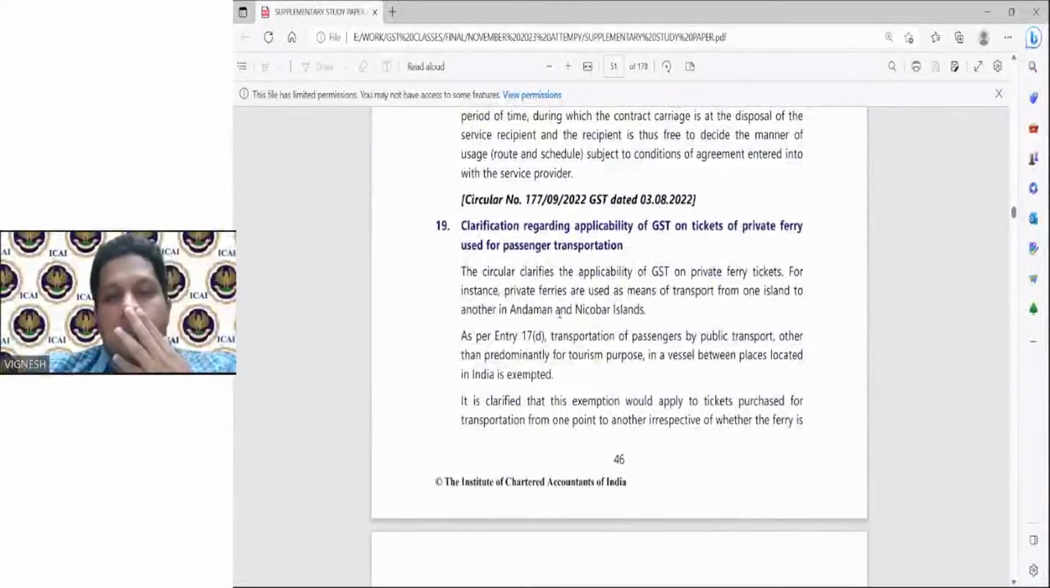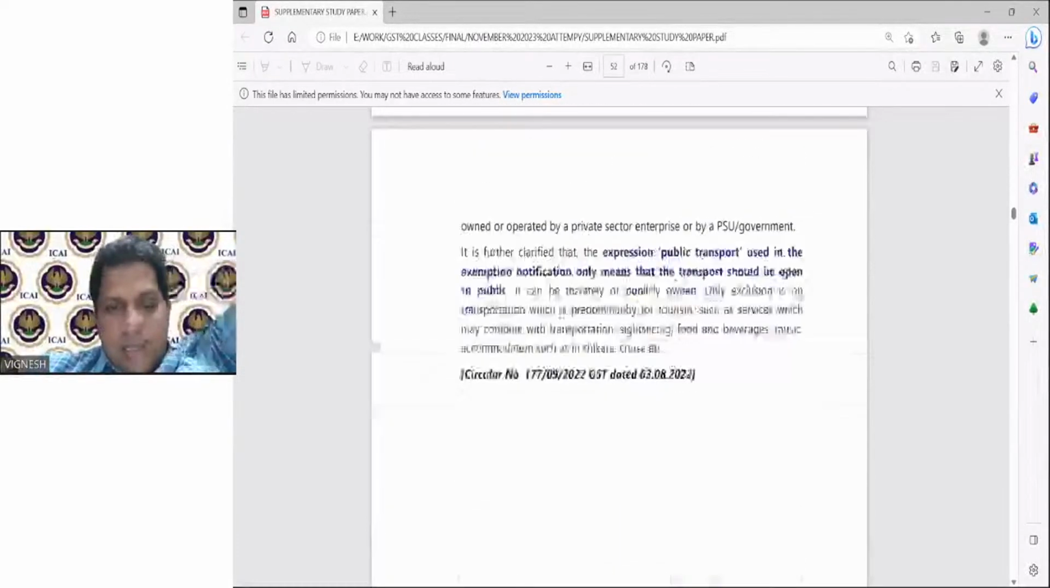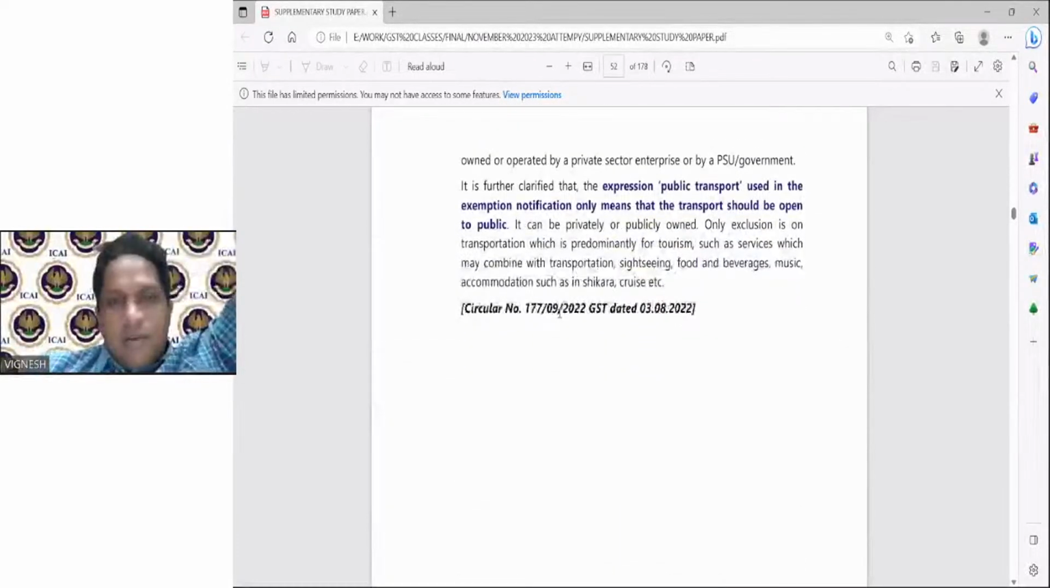GST on tickets of private ferry. Like your inland waterways, private ferry tickets are a means of transport from one island to the other. In this case, it is exempt. So therefore, for this also, the exemption will be applicable.